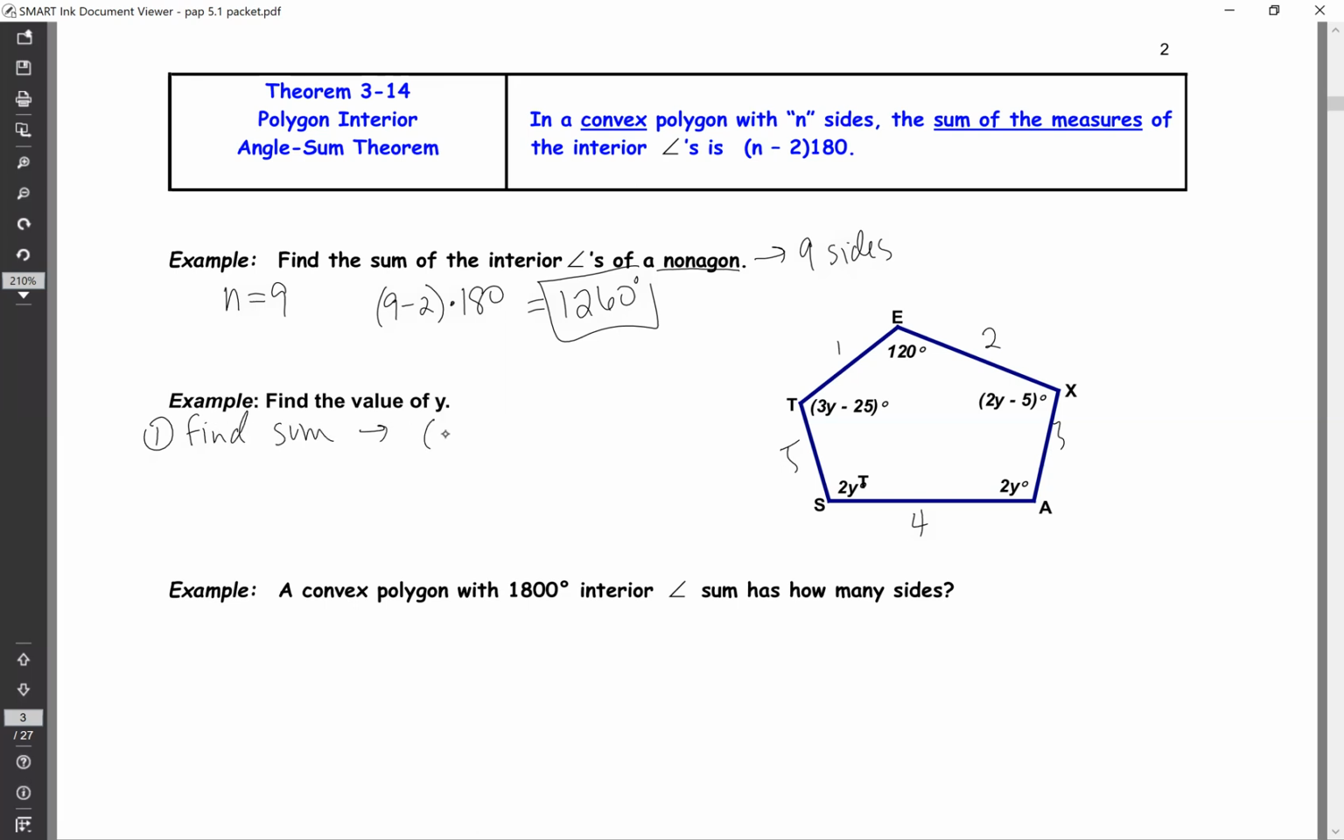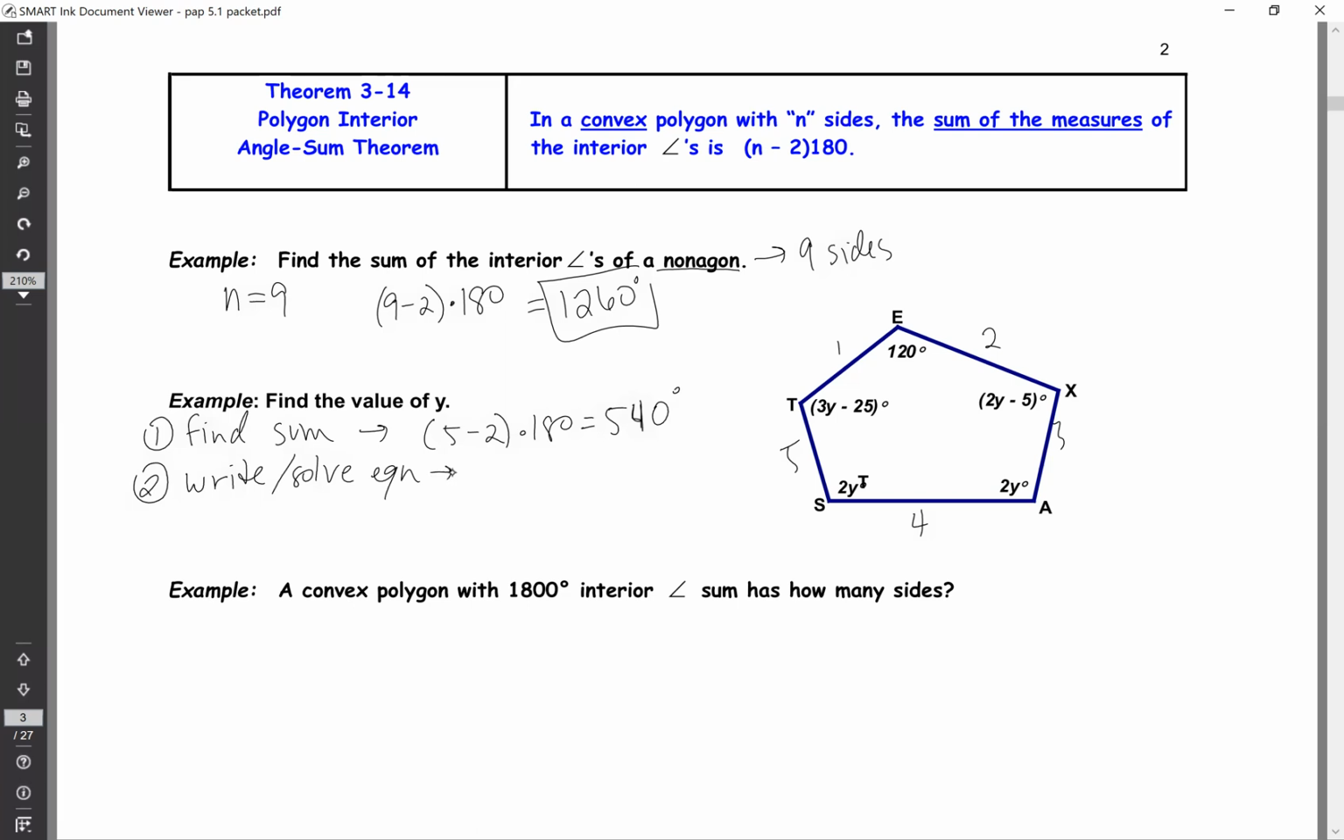So we have 5 sides. We have 5 minus 2 times 180. So that's 3 times 180. So that should add up to 540 degrees. So if I added all 5 of the angles, it should add up to 540. And then step 2 is you're going to write and solve your equation.